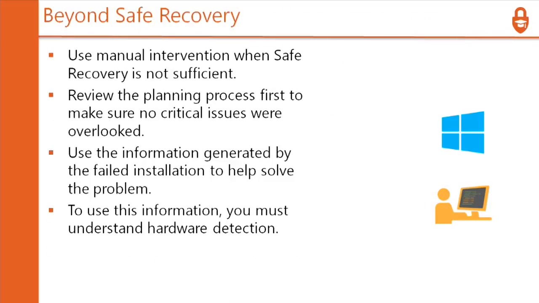Beyond safe recovery, we want to use manual intervention when safe recovery is not sufficient. So if skipping a driver is not enough, then we've got to go in and start doing what I'm saying, right? We start swapping out, we start pulling cards and stuff. Use manual intervention. So we want to review the planning process first to make sure there are no critical issues we overlooked. This might be useful in the enterprise environment where you have a lot of stuff going on. So it could be software first, right? We use the information generated by the failed installation to help solve the problem. It's going to give you a hint as to what it is.